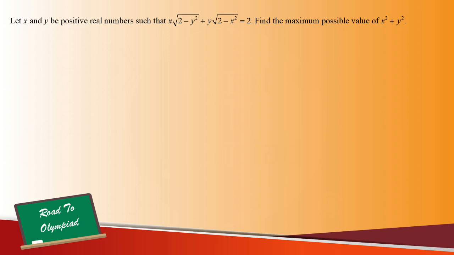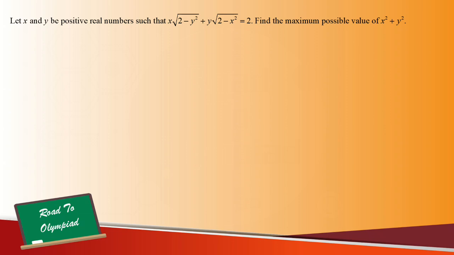Welcome to RTO. Consider the following problem. Let x and y be positive real numbers such that x times square root of 2 minus y squared plus y times square root of 2 minus x squared is equal to 2. Find the maximum possible value of x squared plus y squared.